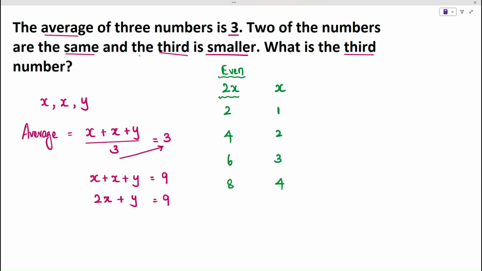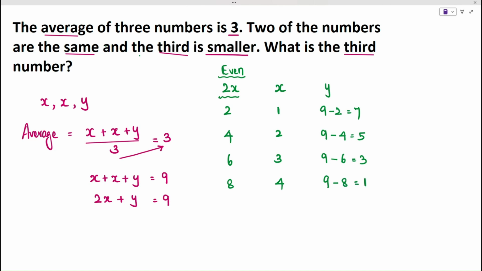And now we have to try and find the value of y. We know from our equation here, 2x plus y equals 9. To find all our values of y, we're going to subtract our value of 2x from 9. So our first possible value of y, we do 9 minus 2, which is 7. Our second possible value, we do 9 minus 4, which is 5. Our third value, we do 9 minus 6, which is 3. And our fourth value, we do 9 minus 8, which is 1.